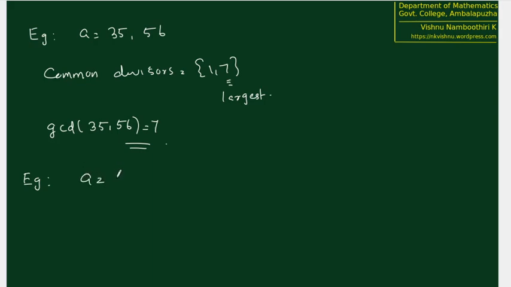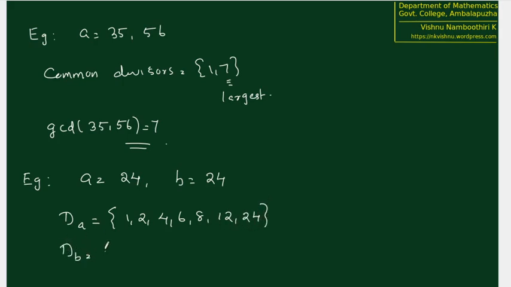So another example, A equal to 24, B equal to 24 itself. So what are the common divisors? Since A and B are the same here, we don't have to take any intersection or anything like that, because we have just one set. We need to only consider all divisors of A. So divisors of A, suppose we denote it by dA. This is 1, 2, 4, 6, 8, 12, and 24.